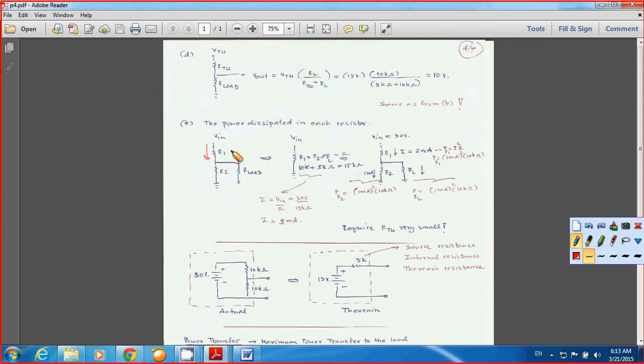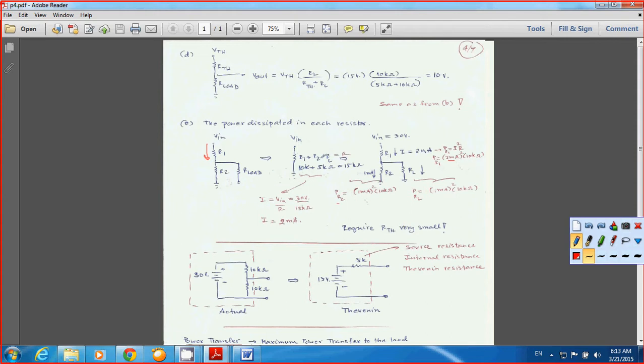Now you can already find the power dissipation on R1. That's why I have here P_R1 equal to I squared R. So simply 2 milliamps squared multiplied by 10k ohms. Okay, you can calculate the number here.